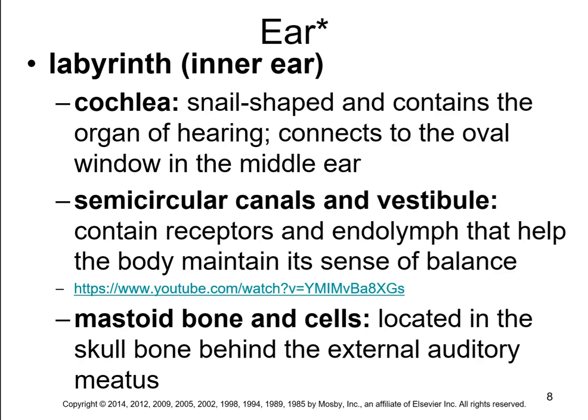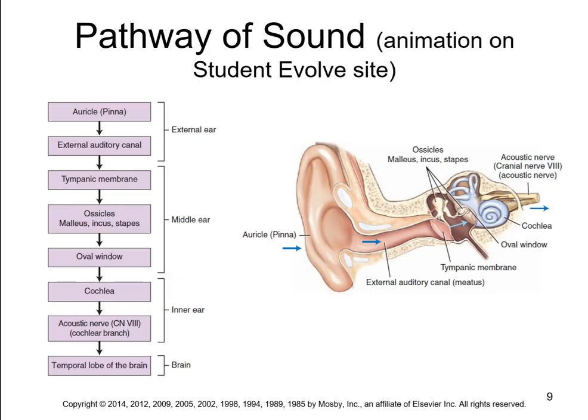And then your mastoid bone and cells, those are in the skull, and they're right behind the external auditory meatus. If you reach behind your ear, there's that hard piece of skull right behind your ear. It kind of sticks out a little bit. That is what your mastoid bone is. And that actually is part of where your ear structures are. So, of course, if you have an injury and that part of your head is hit, you might lose your hearing.